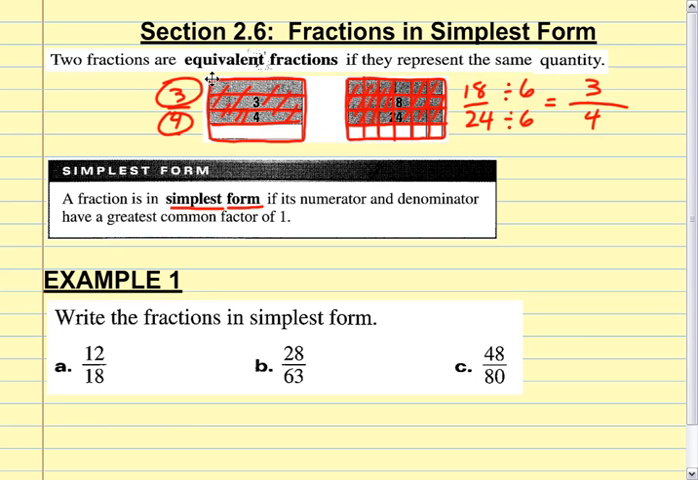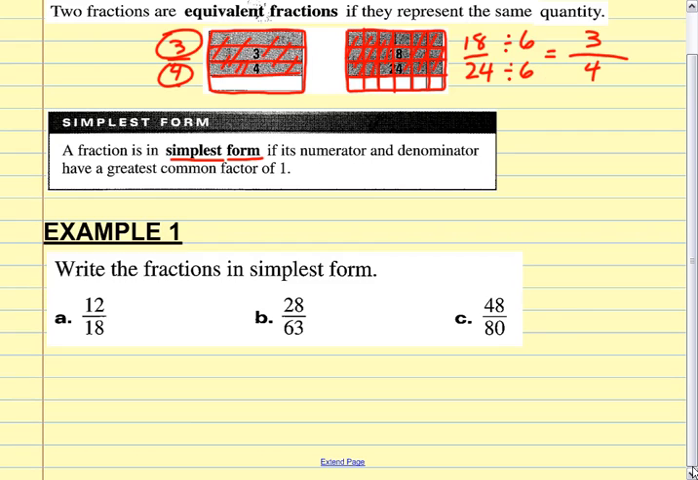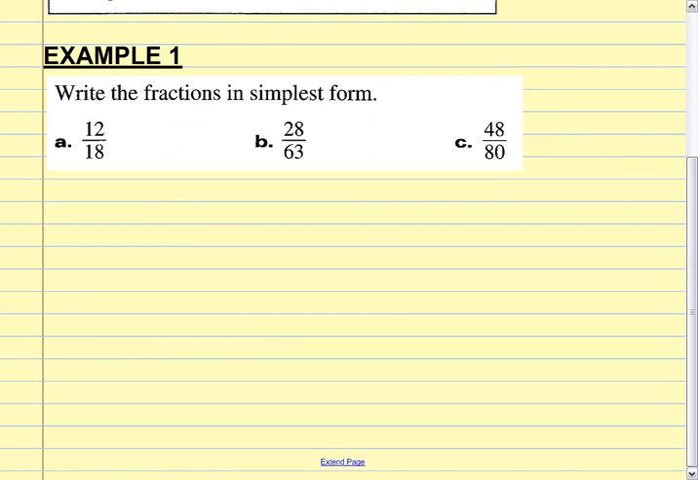Okay? Now we're going to practice that down here. We actually may use the ladder method to reduce it. That may make it easy. Let's take this fraction, A. It's 12 and 18. I'm going to write 12. I'll write 18 here. We're going to find out the biggest number that goes into both of them.